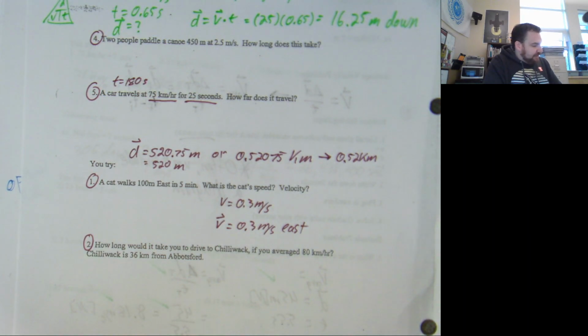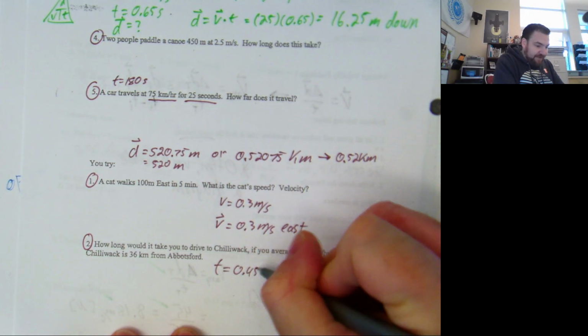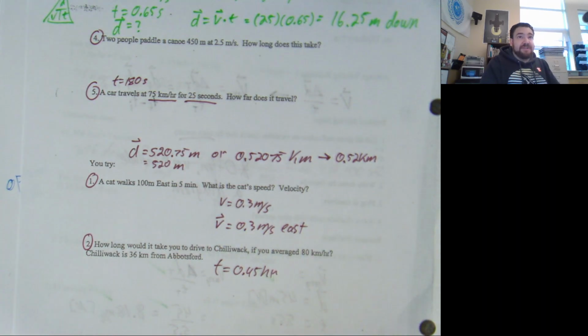And then how long would it take you to drive to Chilliwack if you averaged 80 kilometers per hour, Chilliwack being 36 kilometers from Abbotsford? That's a time. You're looking for 0.45 hours. Questions, comments, concerns about any of those? Does anyone want me to do fully any of those questions?